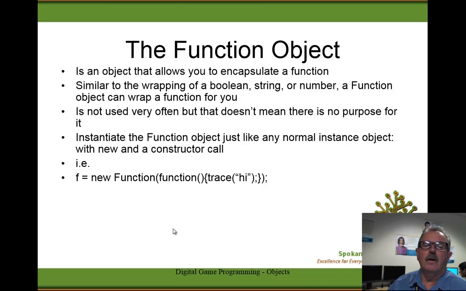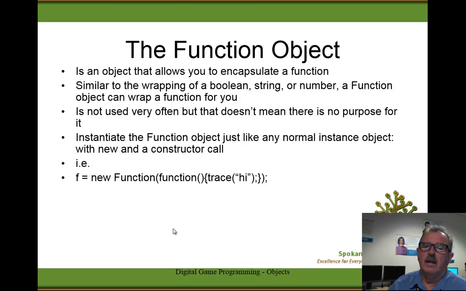Okay, this next object that we're going to look at here is the function object. It's something that kind of blows your mind a little bit when you first think about it. It's an object that's going to allow us to encapsulate a function. So similar to the wrapping of a Boolean, string or number, a function object can wrap a function for us. It's not used very often, but again, that doesn't mean that there isn't a purpose for it.